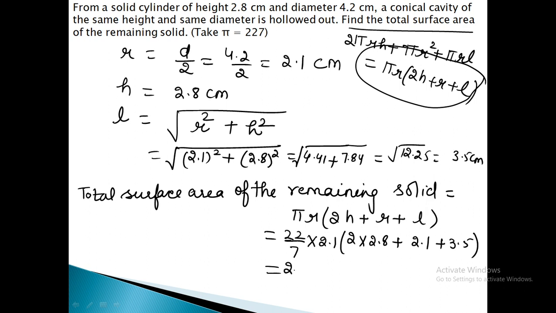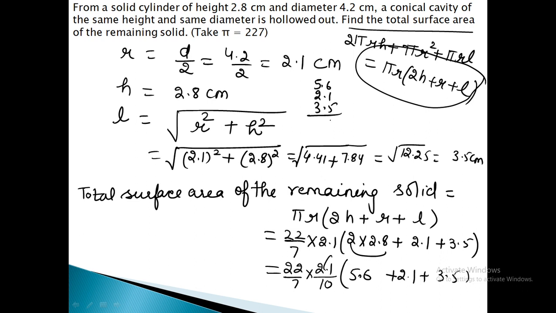22 divided by 7 multiply 2.1, point removed, and we will write 10 in the denominator. 2.8 multiplied with 2: 2 8s are 16, 2 2s are 4, 4 plus 1 is 5, so 5.6 plus 2.1 plus 3.5. When we add all these numbers, 6 and 1 is 7, 7 plus 5 is 12, 1 is carry, 5 and 1 is 6, 6 and 2 is 8, 8 and 3 is 11. Now you have to write here 22 by 7 multiply 21 by 10 multiply 11.2, and after removing this point we can write 10 and 7 1 is 7, 7 3s are 21.